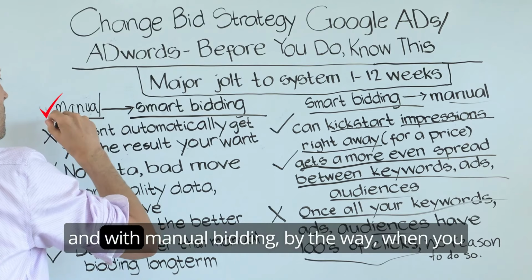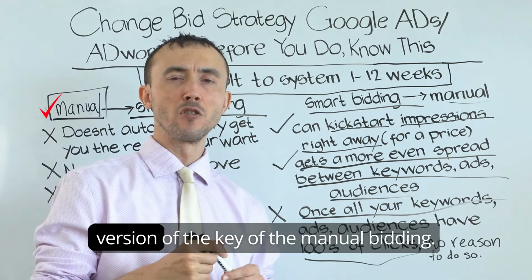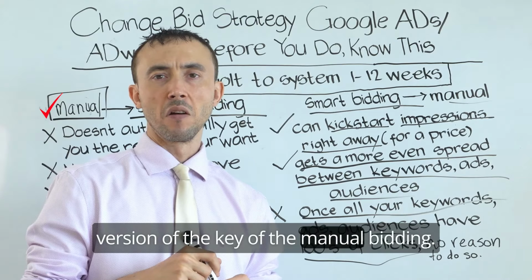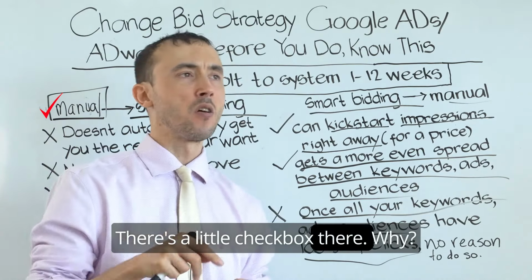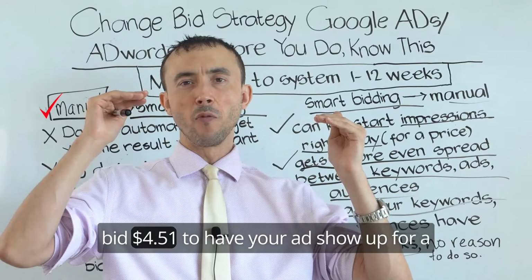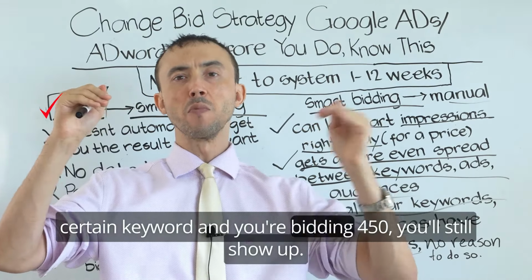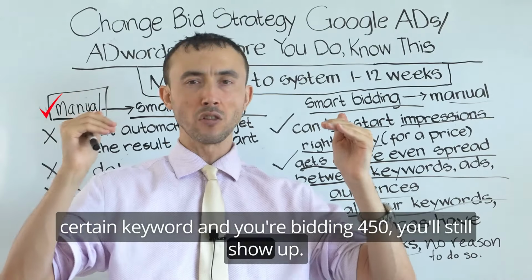And with manual bidding, by the way, when you do it, you should always use the enhanced CPC version of the manual bidding. There's a little checkbox there. Why? Because it'll make it so that if you need to bid $4.51 to have your ad show up for a certain keyword and you're bidding $4.50, you'll still show up.